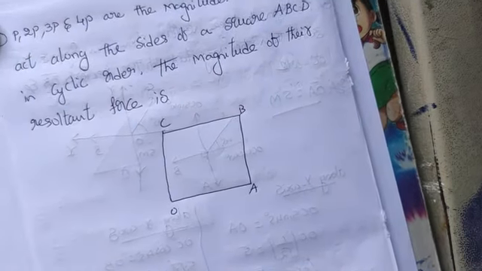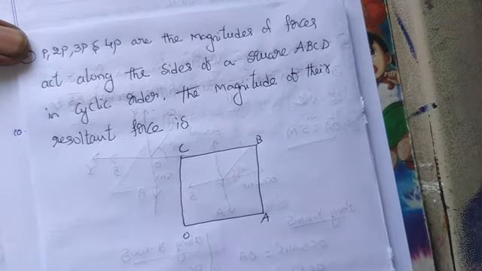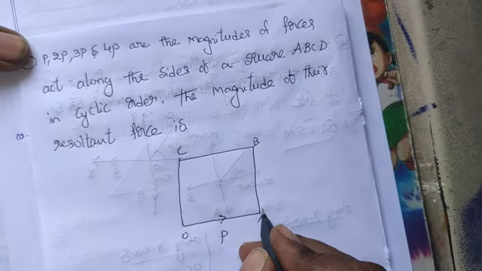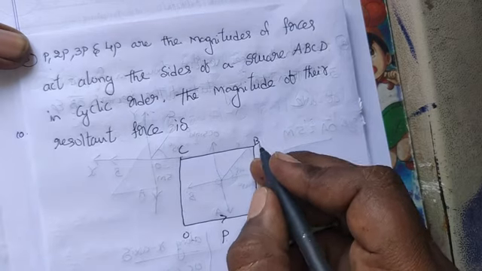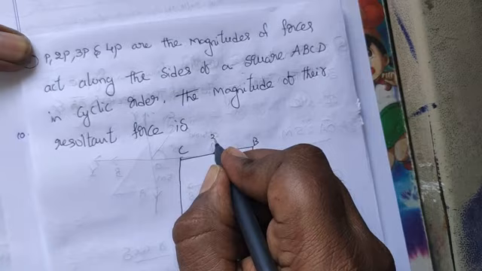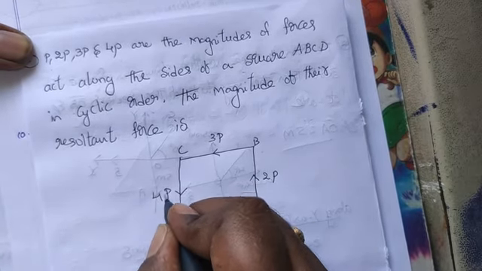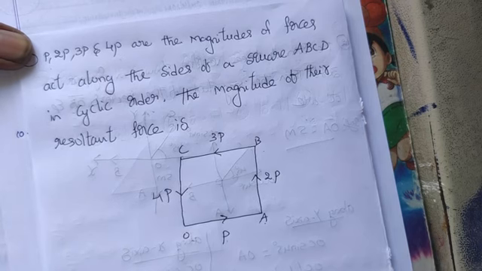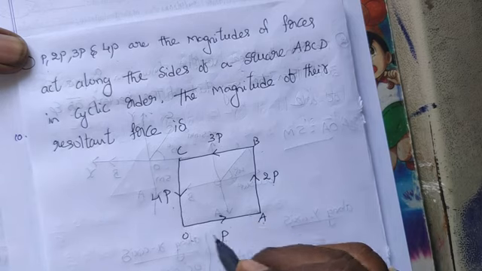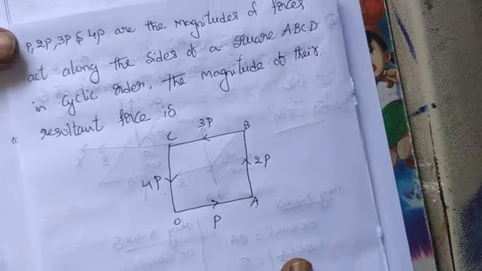Here we have to find the magnitude of the resultant force. So first start from P. O to A is P. Why? Because he is saying cyclic order. Again A to B, A to B is 2P. B to C is 3P. And C to O is what? 4P. I hope you understand. He gave 4 forces P, 2P, 3P and 4P, moving in a cyclic order along the 4 sides of the square.